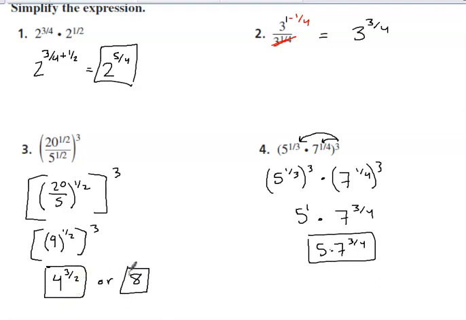Number 3 does simplify further if we go through the process that we learned in our last video. That denominator of 2 actually means square root. And then I have 4 to the power of 3. Well, the square root of 4 is 2. And then to the power of 3 would give me 8. So I did simplify that one further. If you stopped at the 4 to the 3/2, that's okay for today.